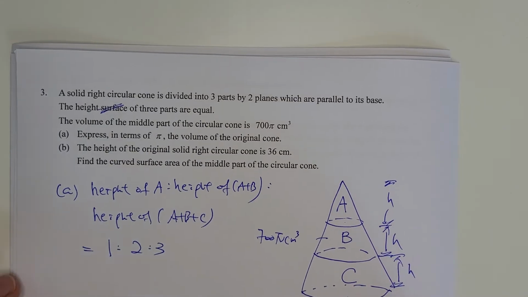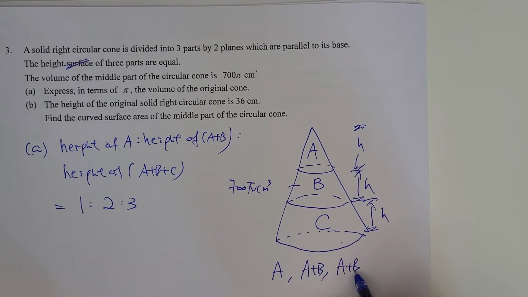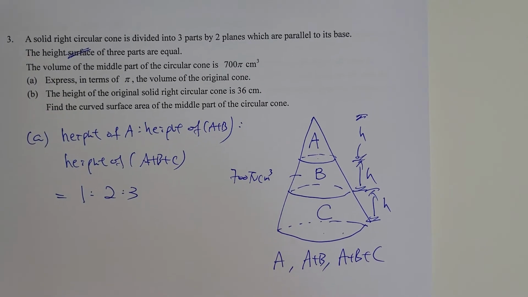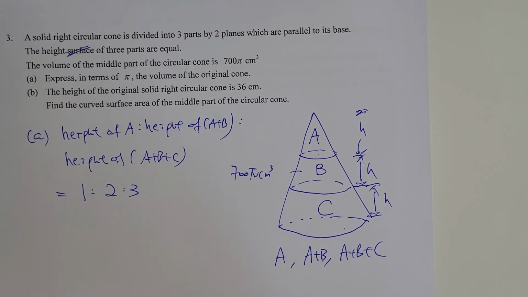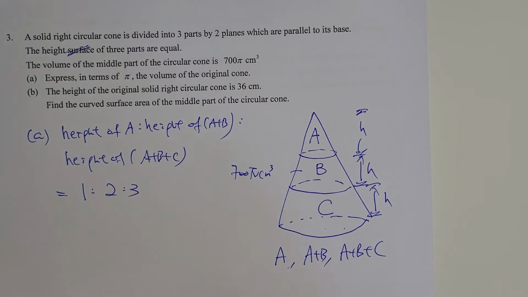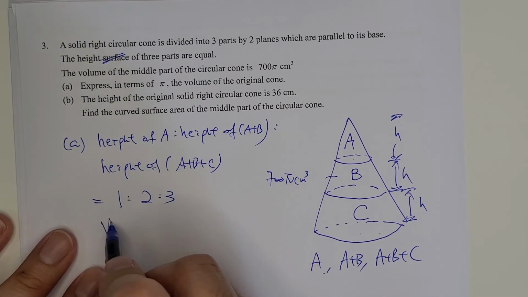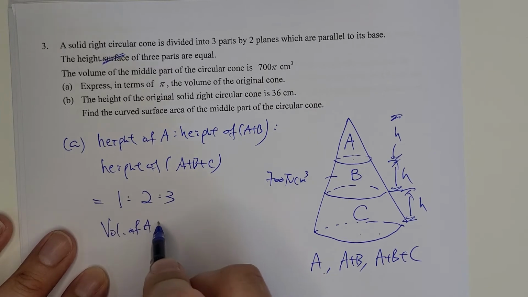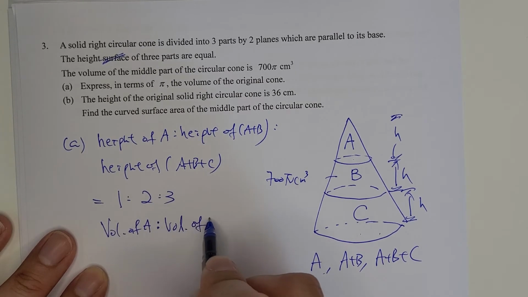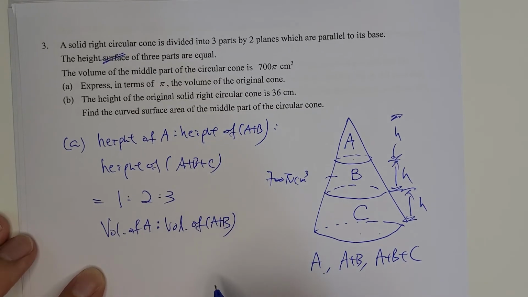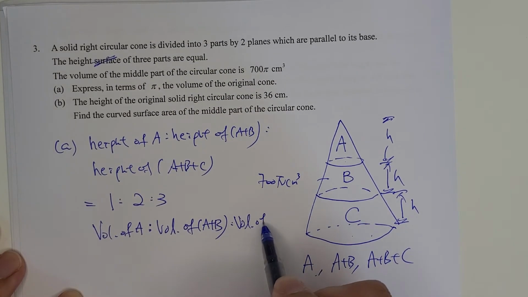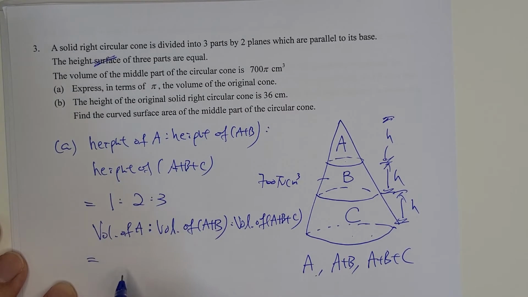plus B and the solid A plus B plus C, these three solids are three similar cones. So we need to find their length ratio, that is 1 to 2 to 3. Therefore, the volume of A to volume of A plus B to volume of A plus B plus C will be the cube of the length ratio.